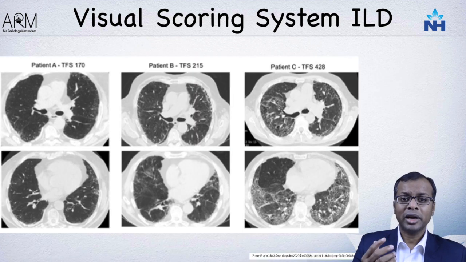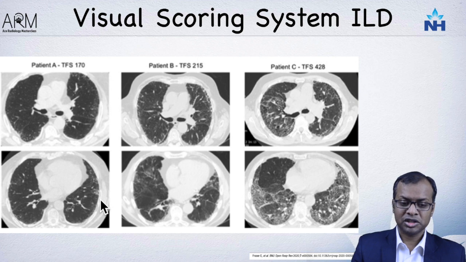So look at some of the examples. For example, this is one patient who's got a total fibrosis score of 170. If I were to score this particular image, I would say, for example, here there is this ground glass attenuation. So I would say ground glass is 5% of the lung in this image. I do not see much honeycombing in here, but there is some reticulation, which I would say is 10%.